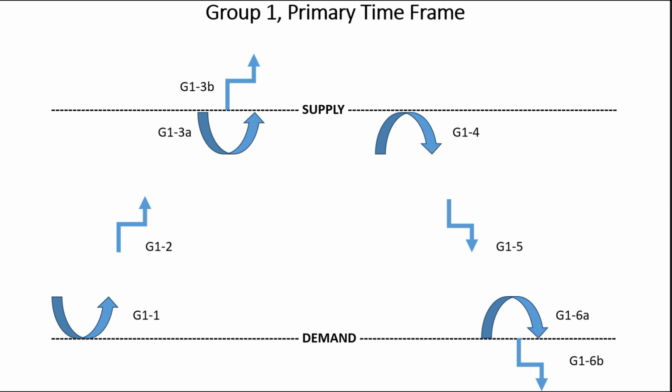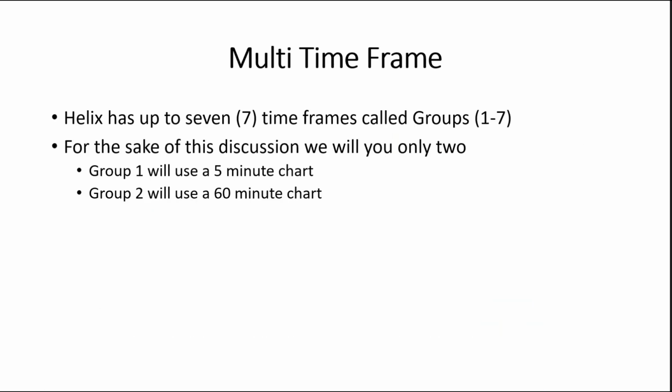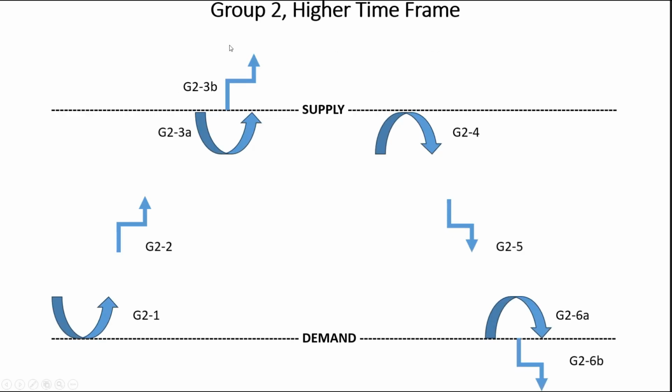So when we start getting into the bigger, that's where we're going with the supply, and that's just a single primary time frame. If you go into bigger and better, you go into multi-time frames, and as I said, there's 7 time frames in Helix. So for the sake of discussion, we'll just use 2 time frames. This, group 1 and group 2, to make it simple. But you can see here, this is the same thing, same scenario, only this is group 2. So group 2, 1, group 2, 4, etc., etc.